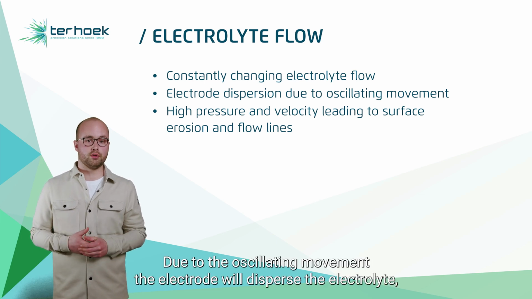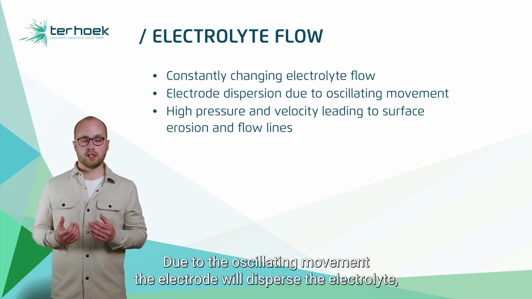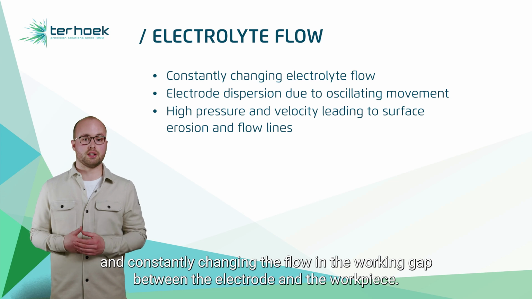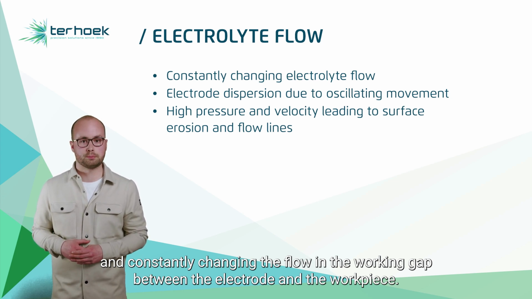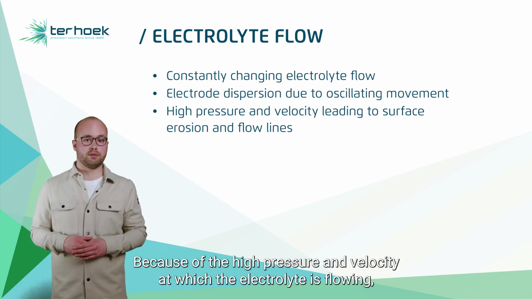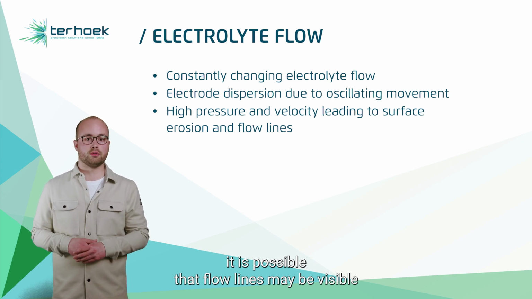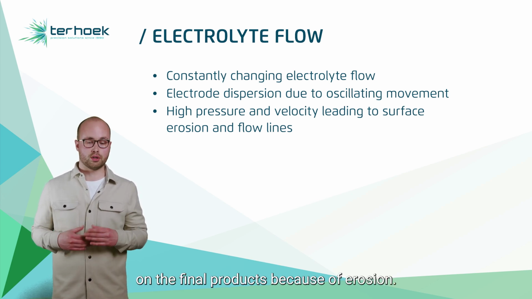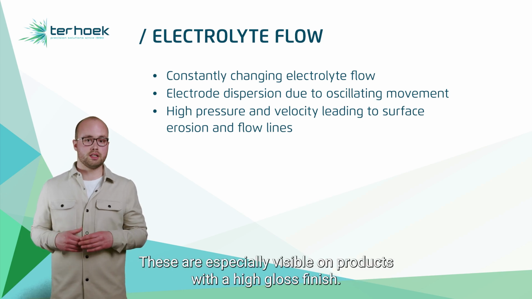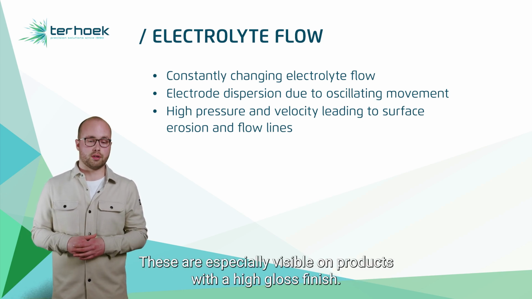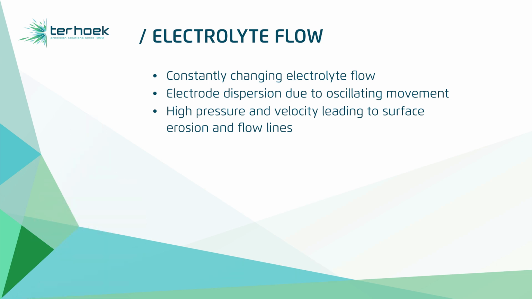Due to the oscillating movement, the electrode will disperse the electrolyte, constantly changing the flow in the working gap between the electrode and the workpiece. Because of the high pressure and velocity at which the electrolyte is flowing, it is possible that flow lines may be visible on the final product because of erosion. These are especially visible on products with a high gloss finish.